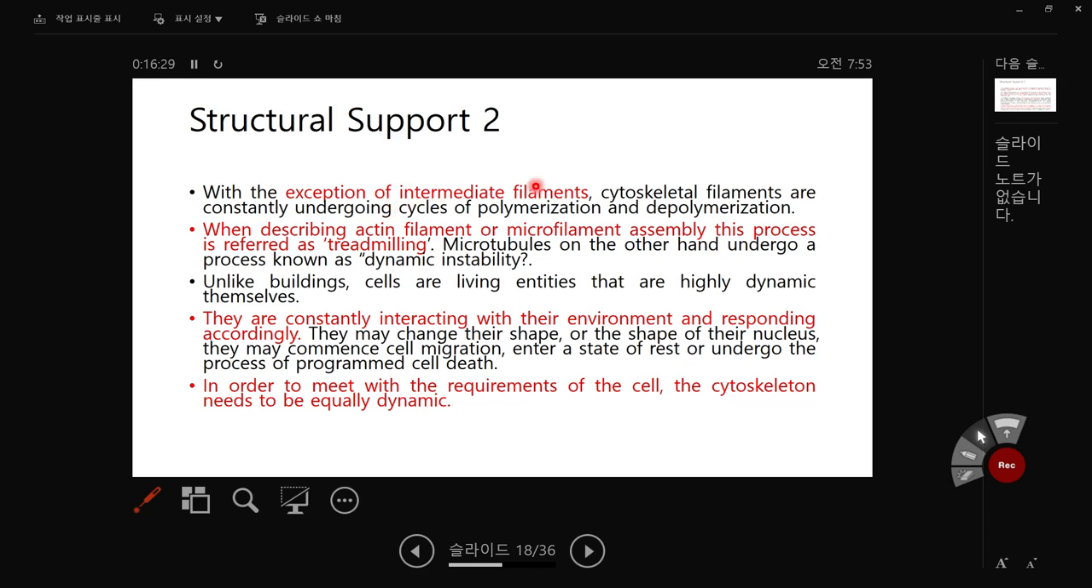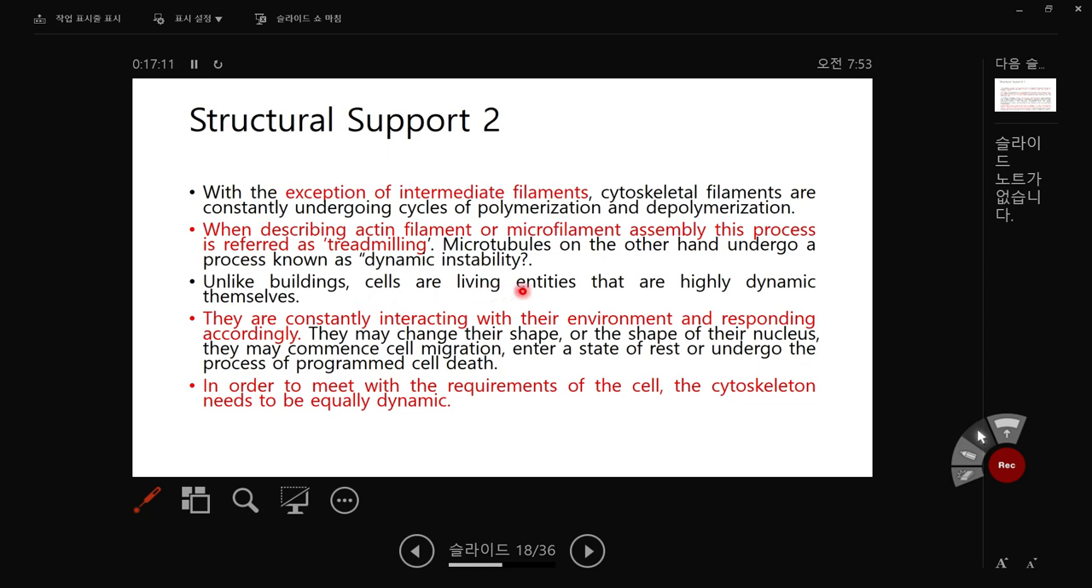With the exception of intermediate filaments, cytoskeletal filaments are constantly undergoing cycles of polymerization and depolymerization. Intermediate filaments must polymerize when they are initially made, but once they are made, they never depolymerize or polymerize again. When describing actin filament or microfilament assembly, this process is referred to as treadmilling, which means there is dynamic instability. They are dynamically depolymerized and polymerized.